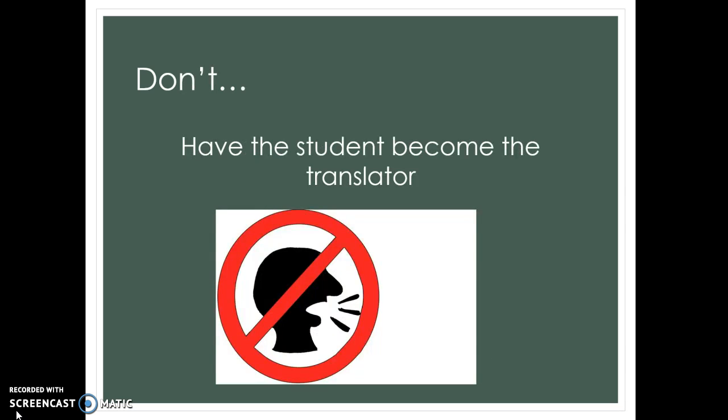Don't have the students become the translator. Don't have the student translate for the parents during a teacher-parent conference, because if you're speaking about the student's work, the student's grades, the student's behavior, the student can choose not to actually translate what you're saying and say something else.